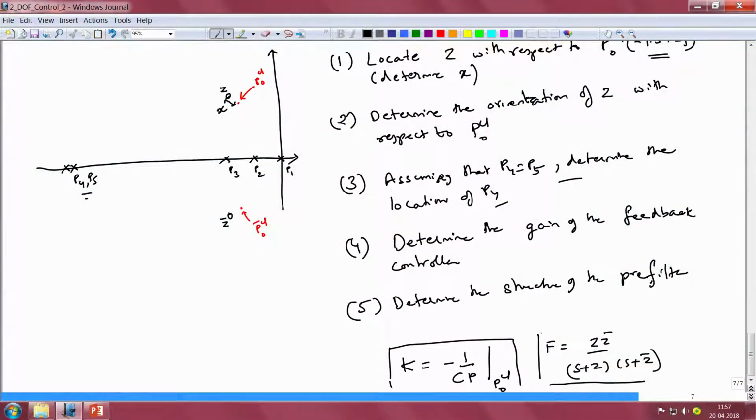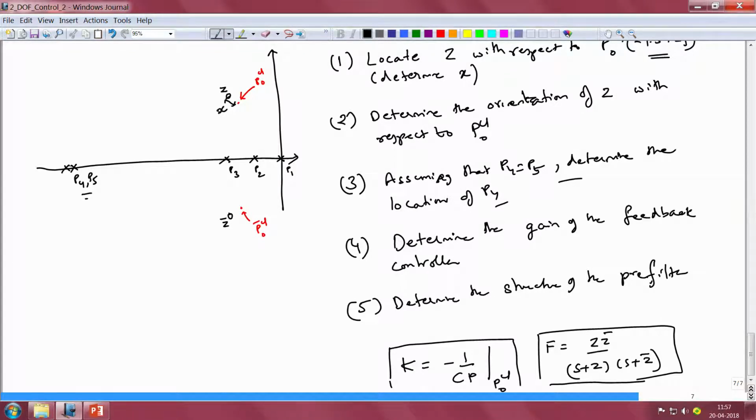That cancellation is done by choosing a pre-filter that has the structure shown here. F is equal to ZZ bar by S plus Z times S plus Z bar. The numerator of the pre-filter has been chosen to be equal to ZZ bar because we want the pre-filter to have unity DC gain.